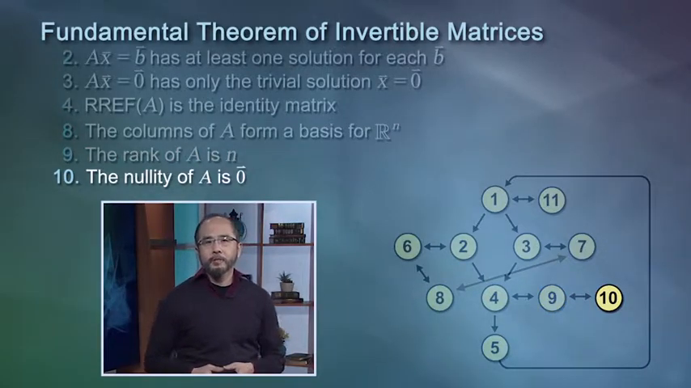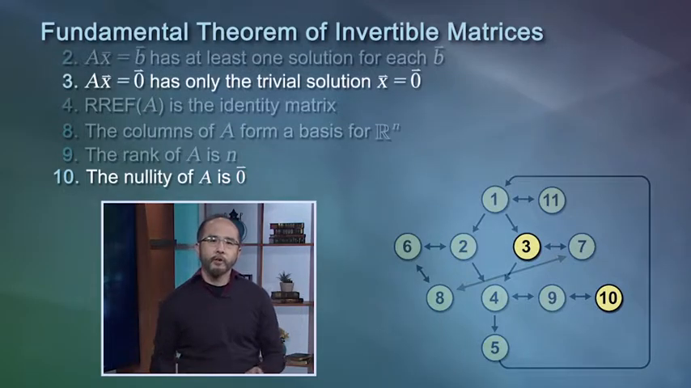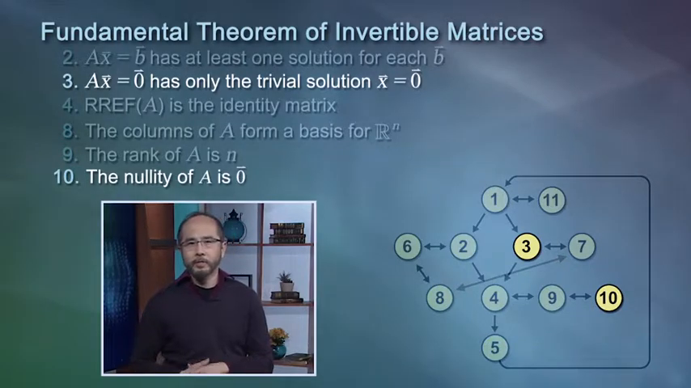By the way, you could also see statement 10 as equivalent to the statement that the null space of A is trivial, which is equivalent to the statement 3 that AX equals 0 has only the trivial solution.